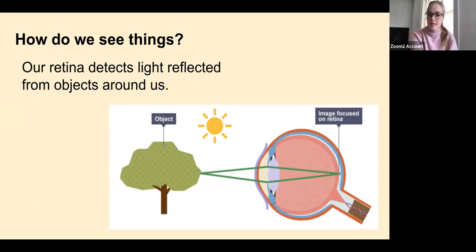And the same thing with this tree that I've got in this diagram here. The tree is absorbing all the colors from the sun except for green, and it's reflecting the green light, which is then detected by our eyes and on our retinas, which then pass the information along to our brain, which tells our brain that we're looking at a green object, so the green tree.